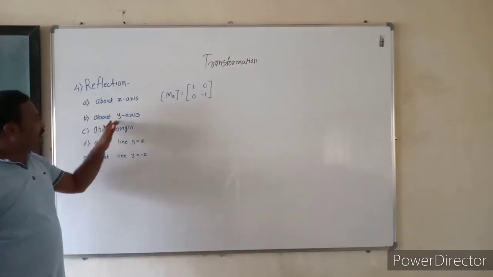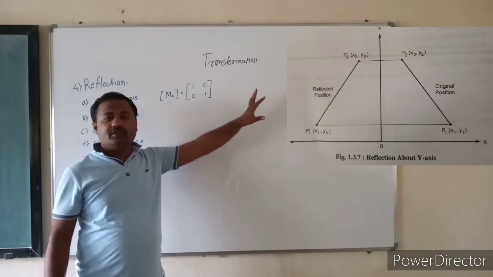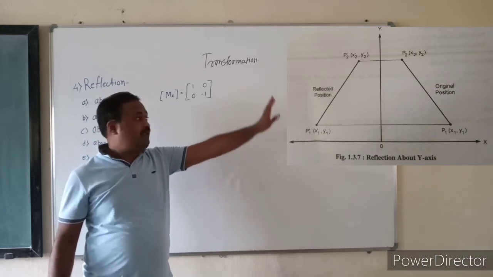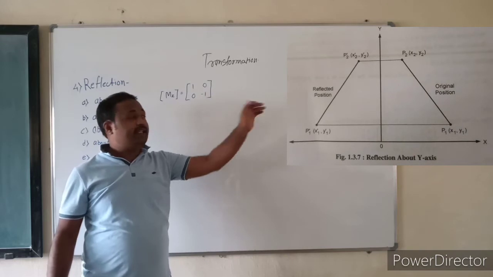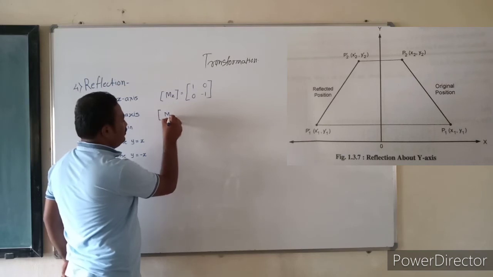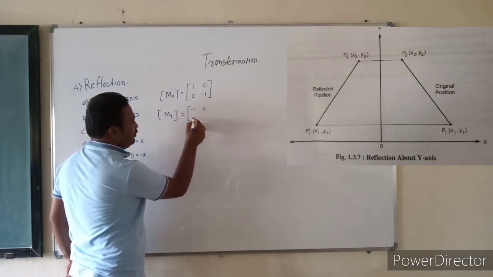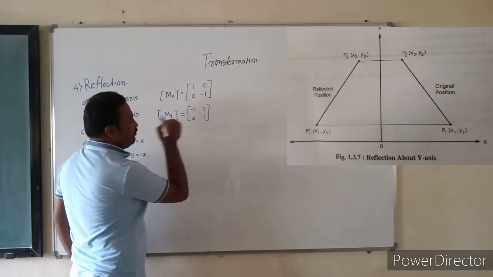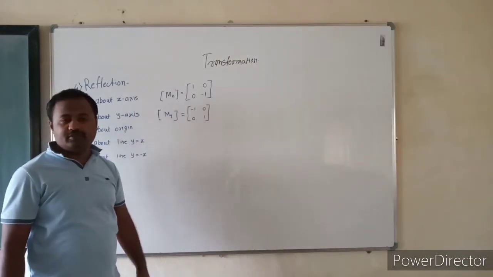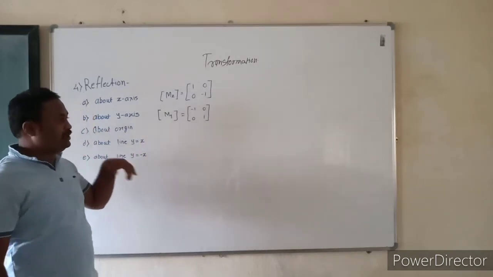Next, reflection about the y-axis. The diagram shows reflection about the y-axis, similar to reflection about the x-axis. Only here, reflection about the y-axis means x becomes negative. It means the matrix is minus 1, 0, 0, 1. Only x becomes a negative value; the other one is the same.